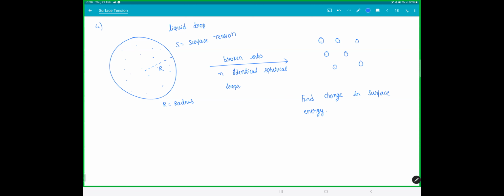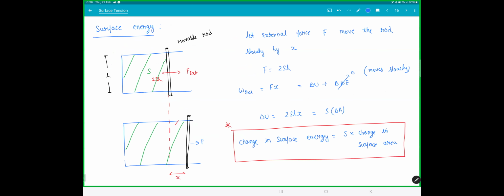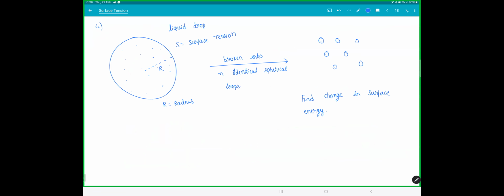So when you break a big drop into small drops, you change the surface area. And this is the formula. So change in surface energy, surface tension into change in surface area. So you just need to get the area, more of a geometry problem. Get it? You got a minute.